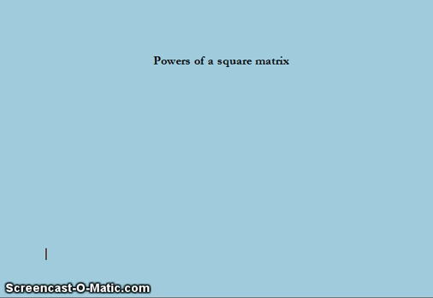Next, moving on to powers of a square matrix. Here we consider a square matrix of 2 by 2 order, and thus A to the power 1 is equal to A. A square can be obtained by multiplying A twice, and similarly A cube can be obtained by multiplying A thrice. Finally, we are going to discuss a numerical problem based on multiplication of two matrices.